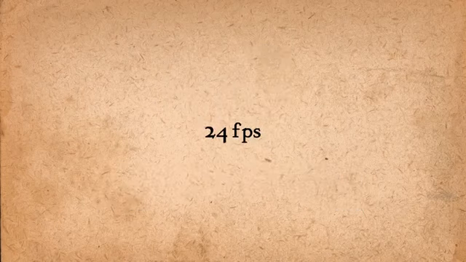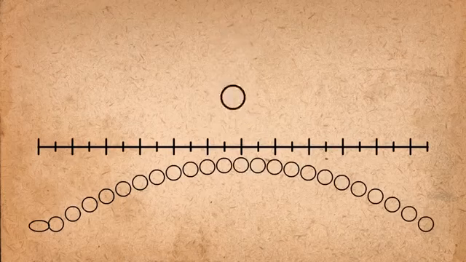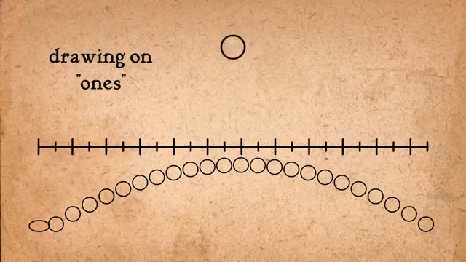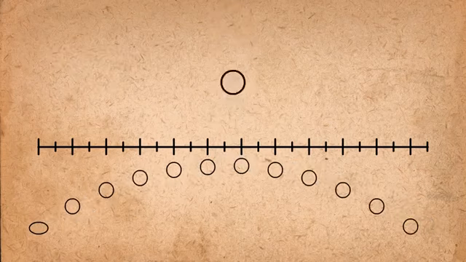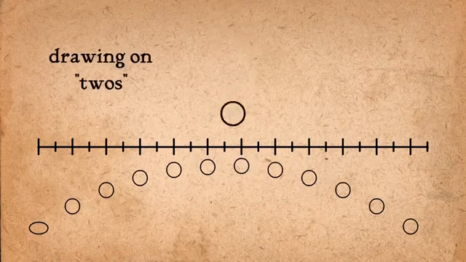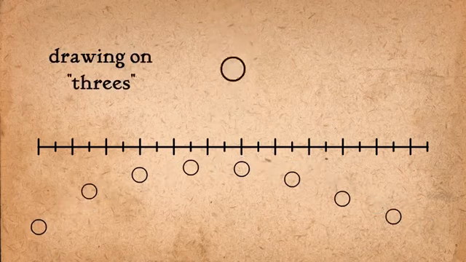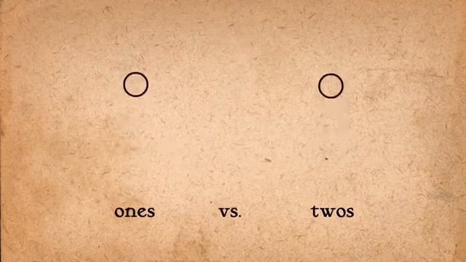The standard frame rate for movies is 24 frames per second. If one drawing is made for each frame, 24 drawings per second, that is called drawing on ones. If one drawing is made for every 2 frames, that's called drawing on twos, and every 3 frames is threes, and so on. It's actually very common to draw on twos rather than ones for a few reasons.